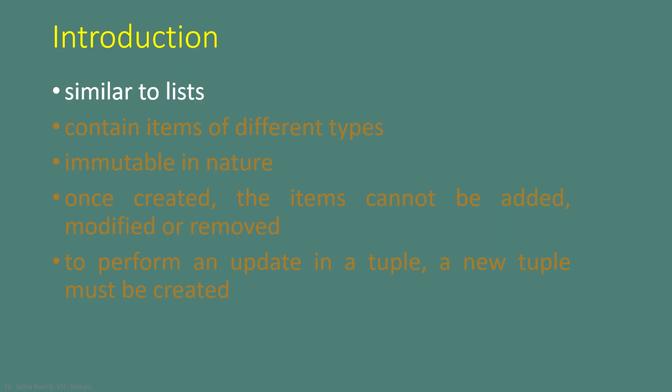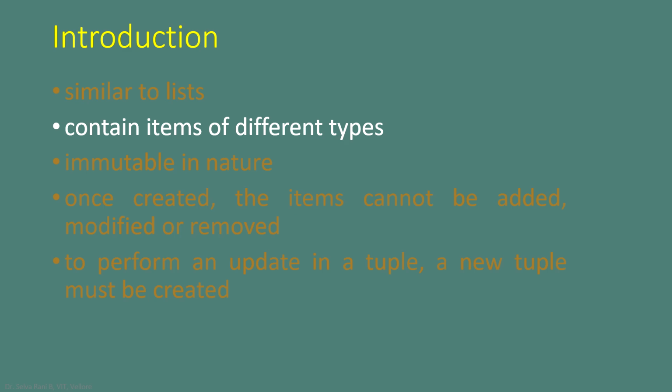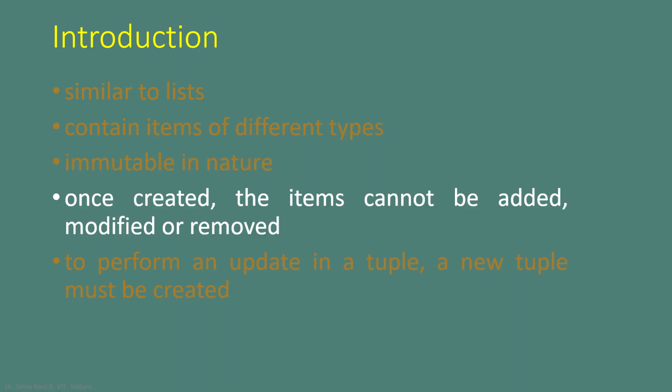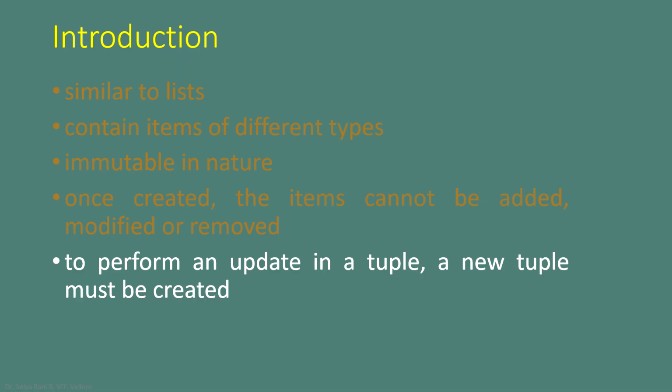So tuples are similar to lists in Python. They can contain items of different types. They are immutable in nature. It means after creation, you cannot do any kind of modification in a tuple. So once created, the items cannot be added, modified, or removed. In order to perform an update in a tuple, a new tuple must be created.